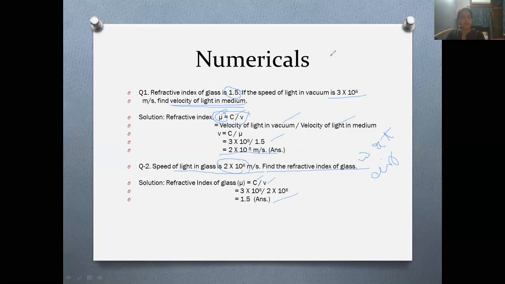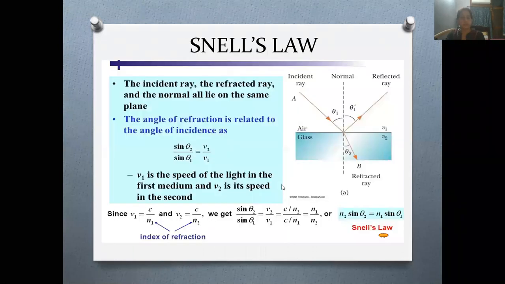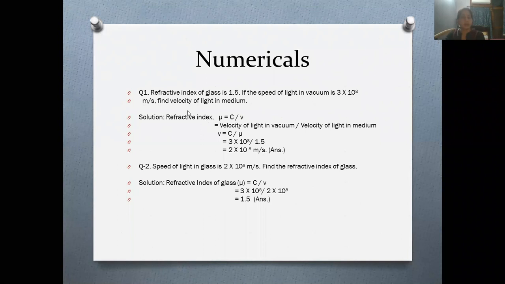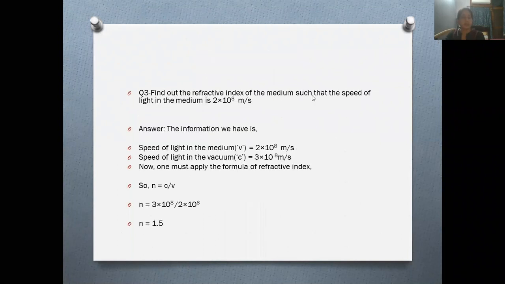So these are some numericals. Just go through these questions for better understanding of this topic. Again, find the refractive index of a medium such that the speed of light in that medium is 2.2 into 10 to the power 8. The formulation of the question has been changed.